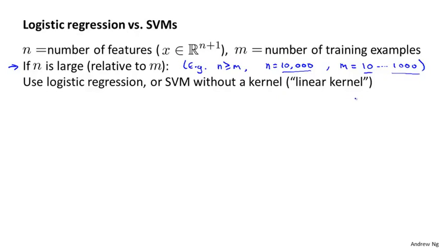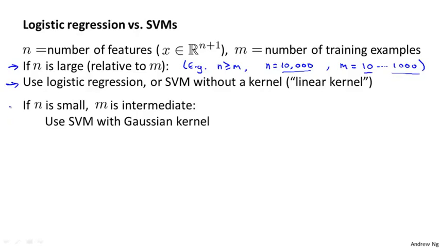So if n is large relative to m, then what I would usually do is use logistic regression or use an SVM without a kernel, or use it with a linear kernel. Because if you have so many features for the smaller training set, a linear function will probably do fine, and you don't have really enough data to fit a very complicated nonlinear function.